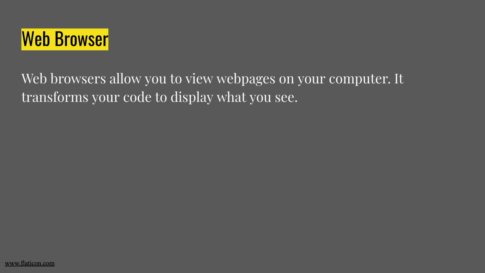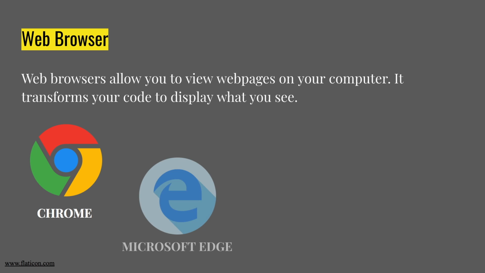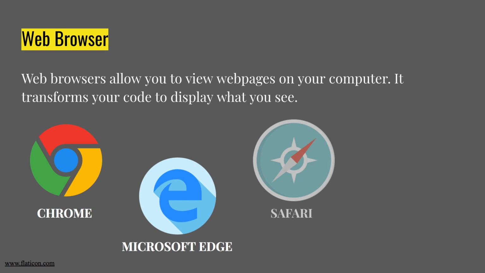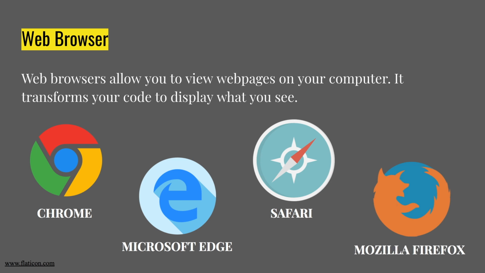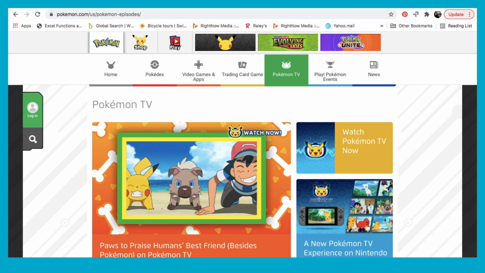First, we're going to discuss what web browsers do. Web browsers allow you to view web pages on your computer. They transform your code to display what you see. A few of the popular ones are Chrome, Microsoft Edge, Safari, and Mozilla Firefox.